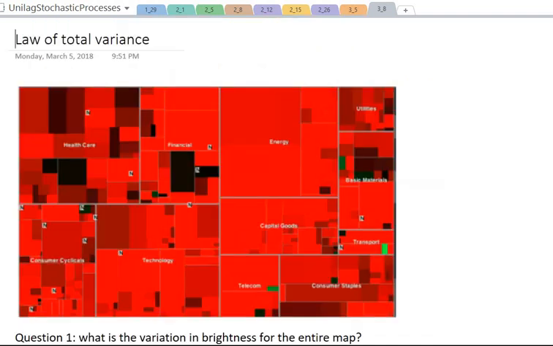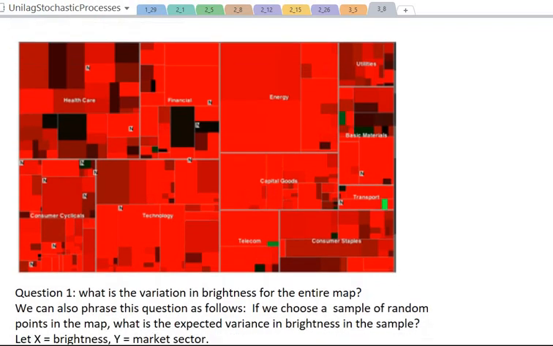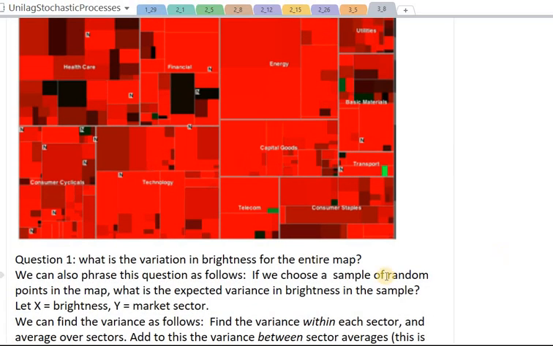Now let's consider the law of total variance. We've got the very same situation here, the very same map, and we want the variation in brightness for the entire map. All right, so we could phrase this question similarly to the way we did the other one. So if we choose a sample of random points in the map, what's the expected variance in brightness in the sample?